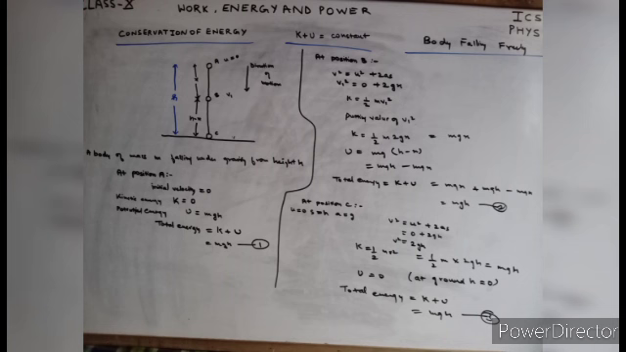So from these three equations we can conclude that a body falling freely under gravity has constant energy, that is, conservation of energy.